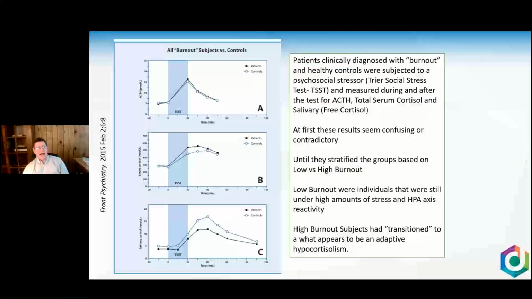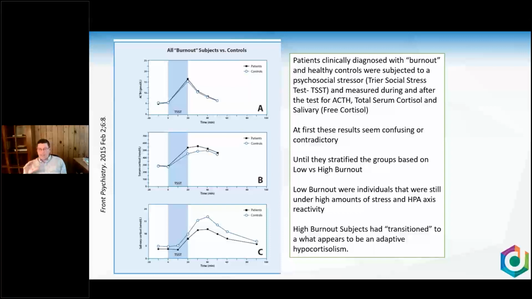So the paper that I think is interesting now, hopefully you can see this on the screen, you're not driving in your car or something, is a paper where they were asking the question, what happens when we put someone who has burnout versus a control individual in a psychosocial stressor?